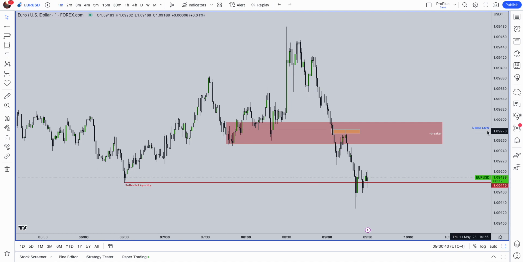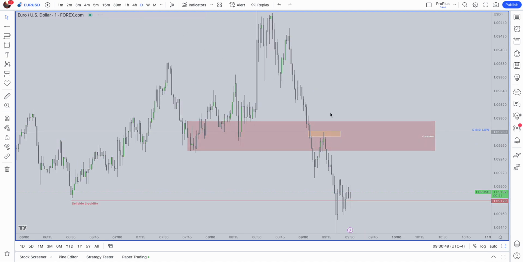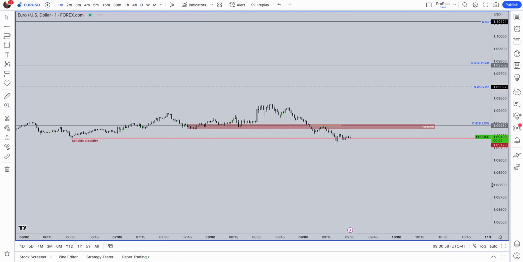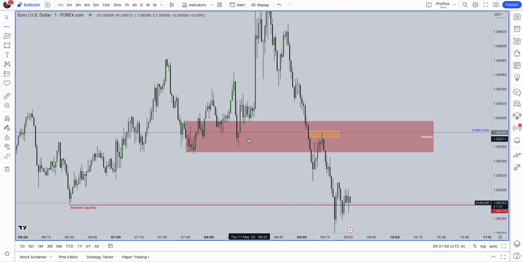This line here, the number 1.09280, is a daily BISI low. So we go into the daily. Is this one here, this fair value gap here, that's the low of it, so that's why I've got it drawn on here. So once price breaks, makes a lower low after the high, then this becomes a breaker.